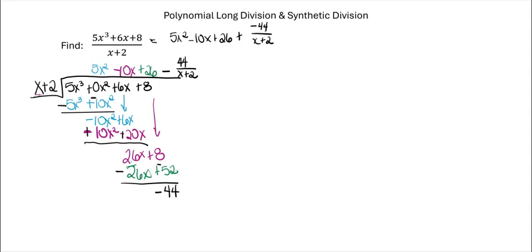Or I could have said minus 44 over x plus 2. Either one of these is correct. I can write it this way. In fact, this is how you should write your answer.